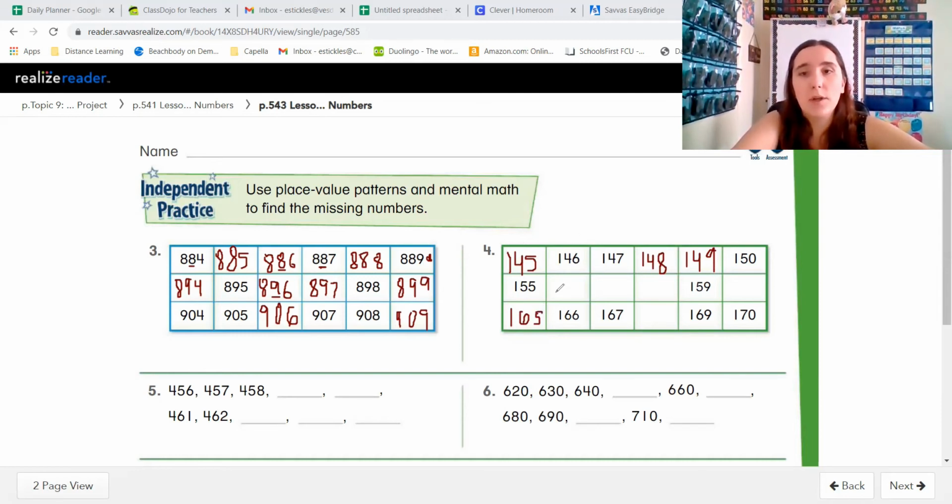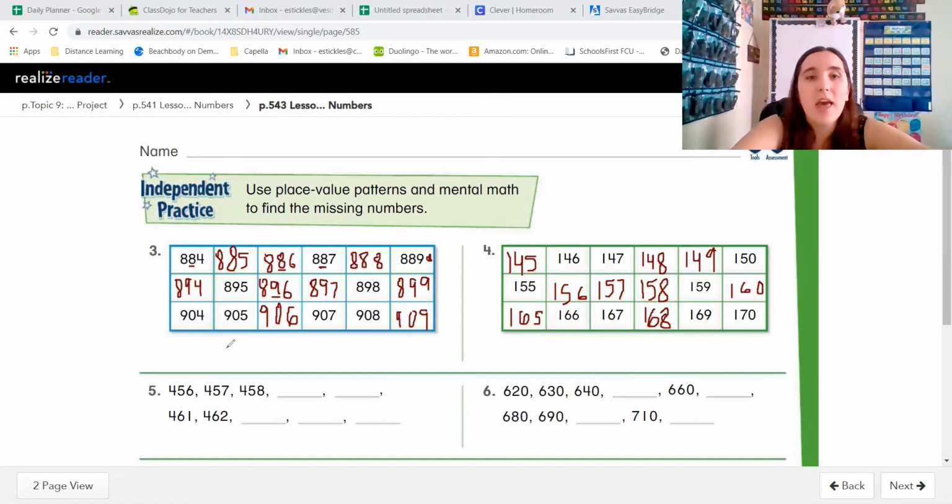146 plus 10 would be 156. Plus 10 would be 166. 147 plus 10 would be 157. Plus 10 would be 167. 148 plus 10 is 158. Plus 10 would be 168, going up by tens. Last one, 150 plus 10 is 160. My tens just increased by 1.